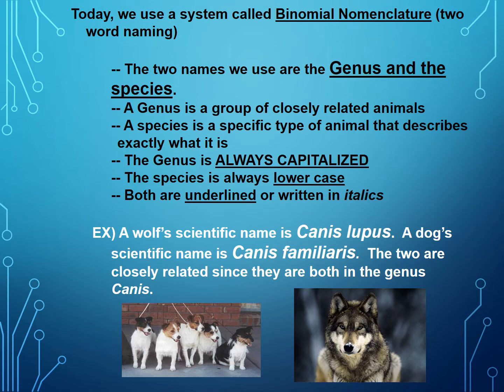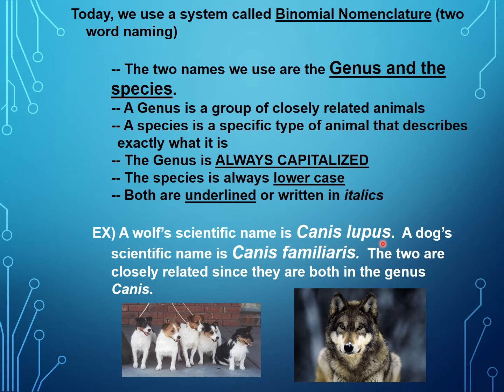So the system that we use to name them is called binomial nomenclature. So it literally means a two-name naming system. And the two names that we're going to use are the genus and the species of the organism. The genus is the name that is listed first. So if we're looking at this scientific name right here, this is for a wolf, Canis lupus.